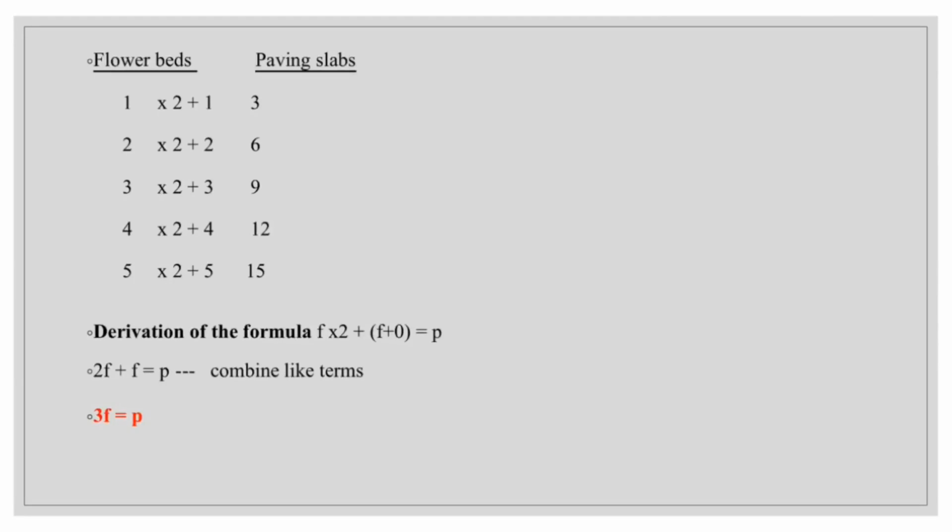Tingnan natin sa una, nag-add tayo ng 1. Sa pangalawa, nag-add tayo ng 2, nag-add tayo ng 3 sa pangatlo, at nag-add tayo ng 4 sa pang-apat, at nag-add tayo ng 5 sa pang-lima. So, kung dadagdagan natin dito ng 6 pa, 6 times 2 plus 6 is equal to 18. At tandaan natin kung ano ang minultiply natin sa unang number, ganun din yung imumultiply natin sa lahat.